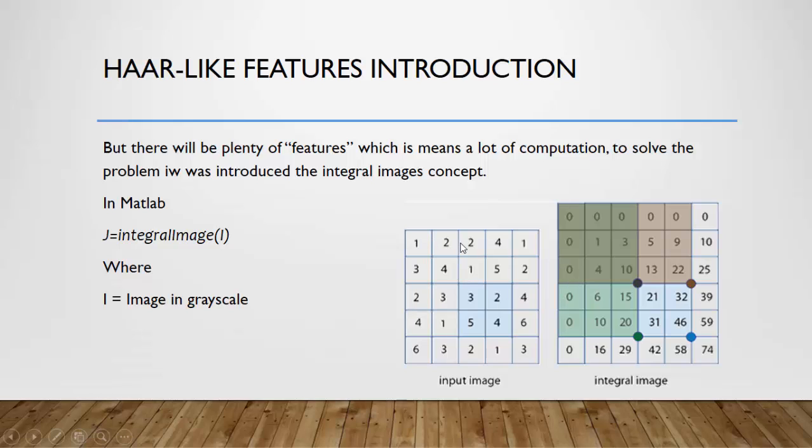It's only the sum of these values. For example, 1 plus 2 is equal to 3. Then 2 plus 2 plus 1 is 5. It works the same way on the rows. So 3 plus 1 is 4. 2 plus 3 plus 1 is 6. So this code makes this integral image.